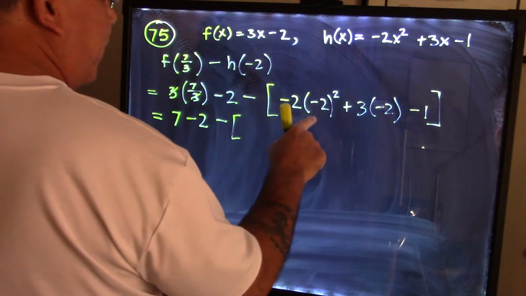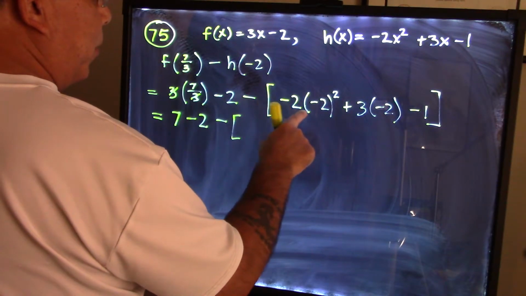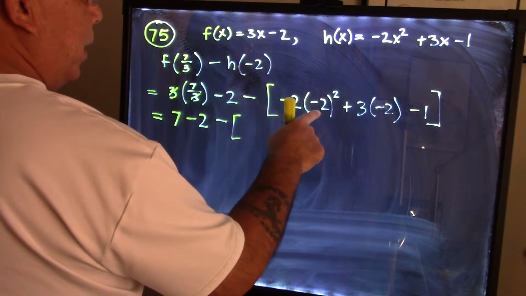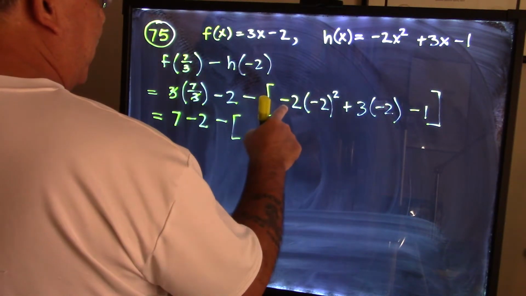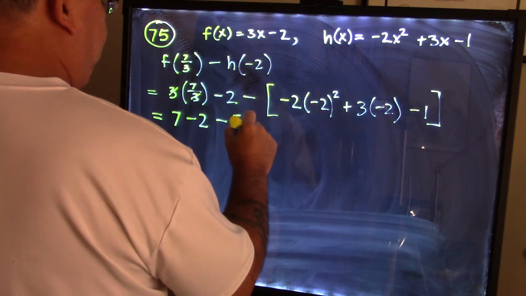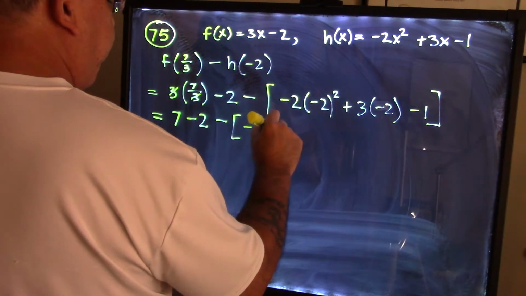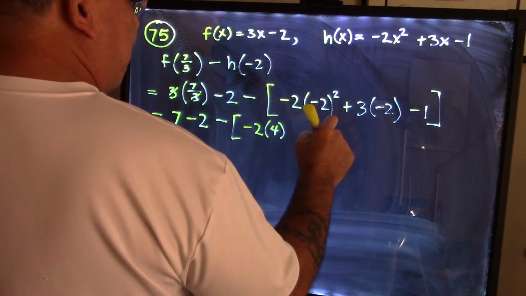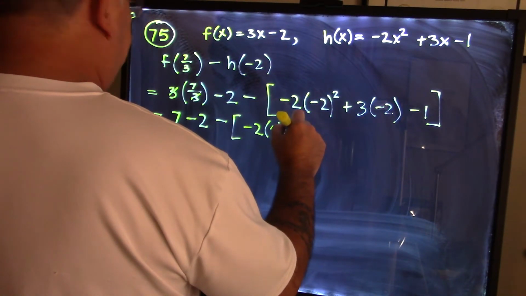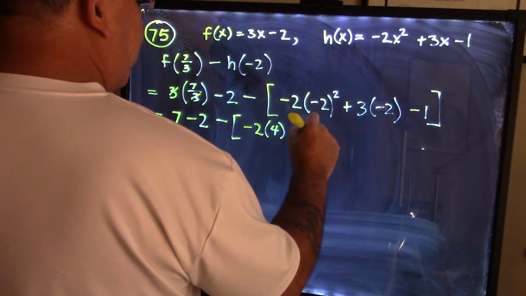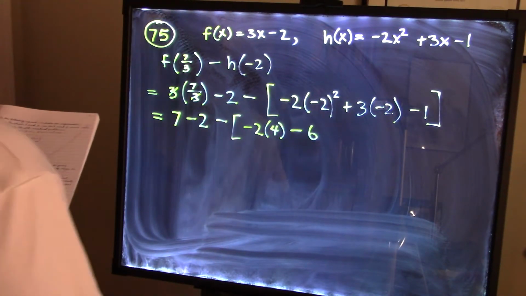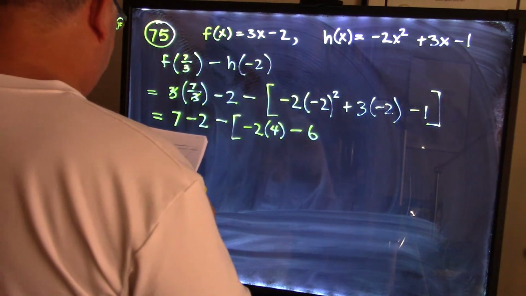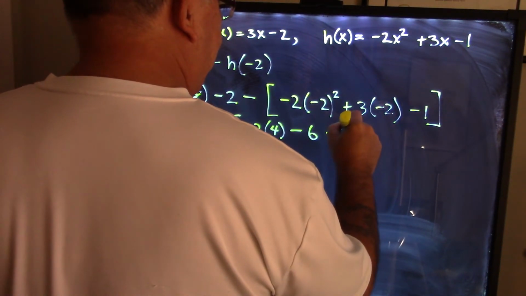Negative 2 squared. Again, when you do this, you can't multiply first because the order of operations says evaluate the powers first. So negative 2 times negative 2 is positive 4. So you have negative 2 times positive 4. And then 3 times negative 2 is negative 6, so that's going to be plus a negative 6, or just write minus 6. So when you subtract a number, it's the same as adding the negative of that number, either way. All right? And then you have minus 1.